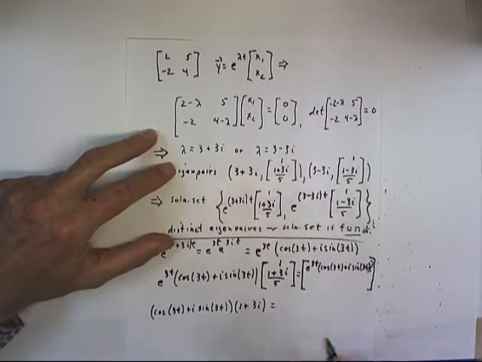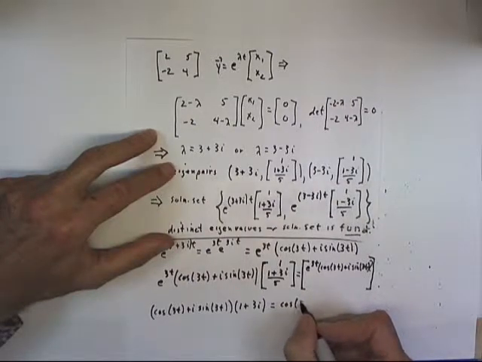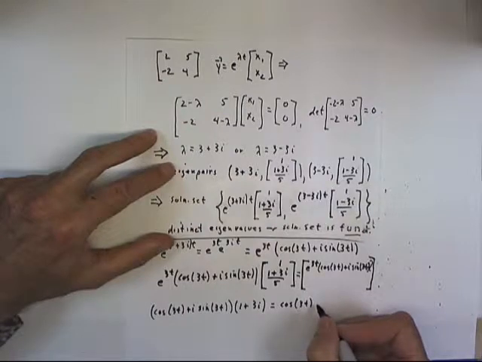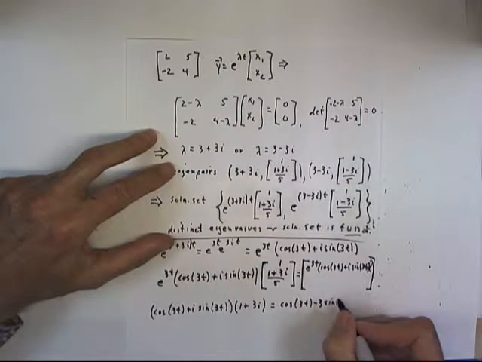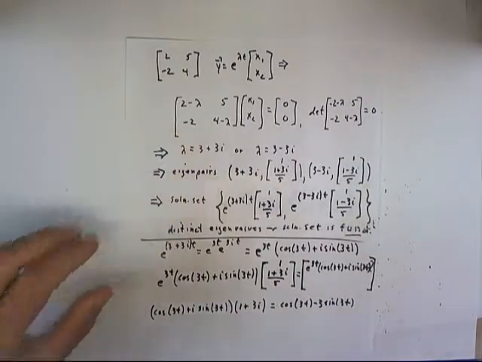So this is equal to what? It's cosine of 3t times 1 plus i sine of 3t times 3i. That's going to give us negative 3 times the sine of 3t. So we have cosine of 3t, write this out carefully, minus 3 sine of 3t. And this is the real part of our solution.